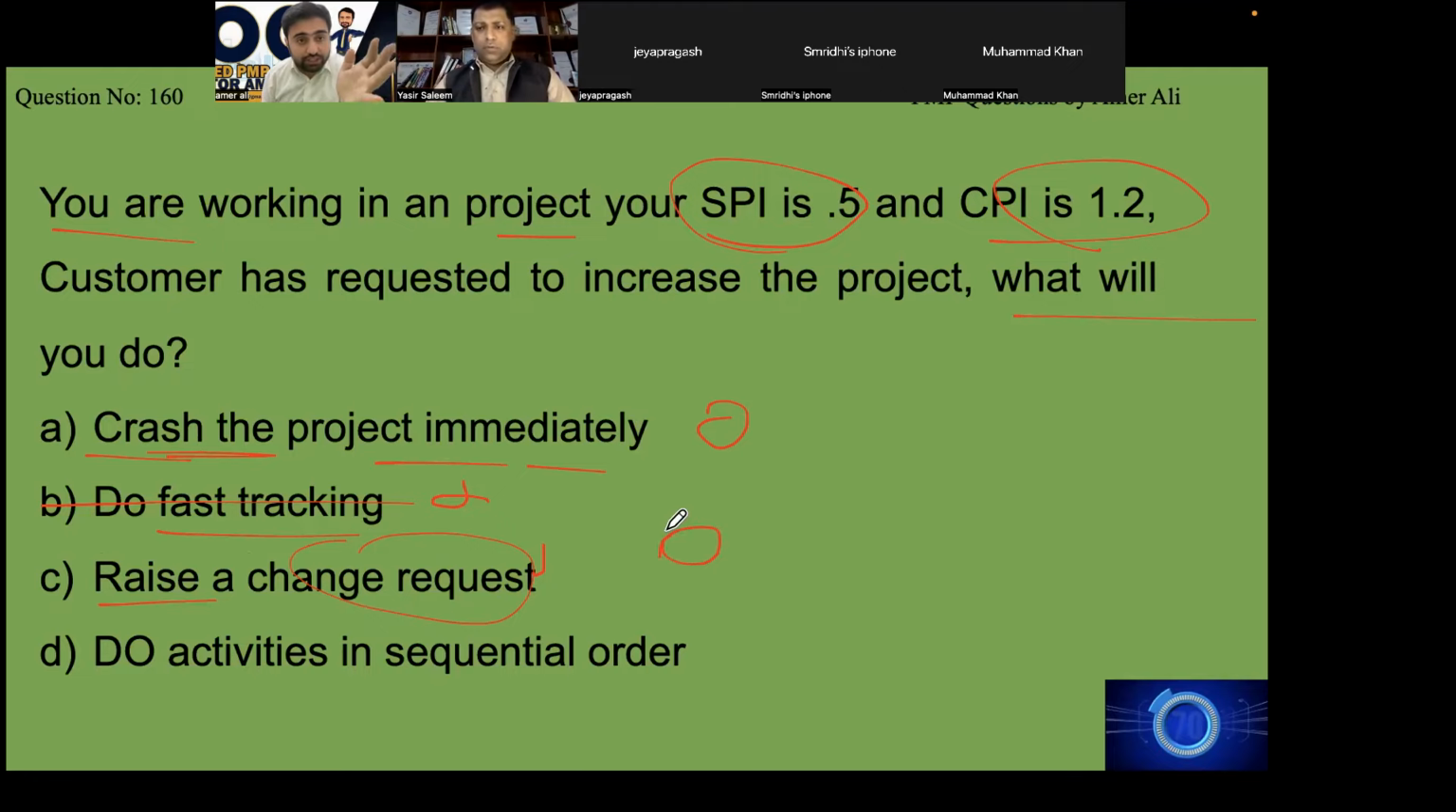But elimination technique demands I go through every single option. Do activities in sequential order? No. Why would I do that?